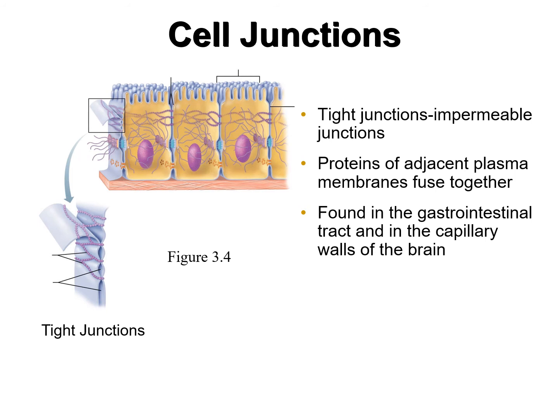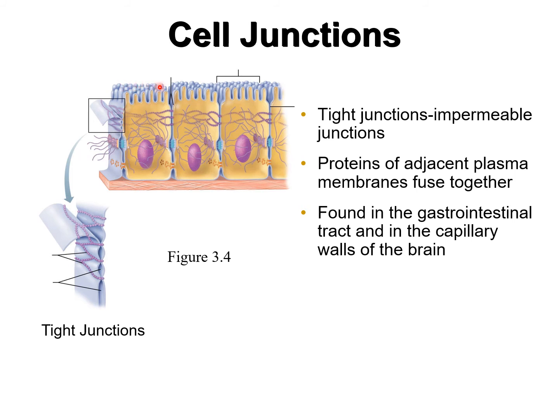Tight junctions are impermeable junctions. They do not allow substances to move down between adjacent cells. If we look at a tight junction, what we find is that the proteins on the adjacent plasma membranes have fused together. We would find tight junctions in parts of the body where we don't want substances to move down between cells, such as the digestive tract.